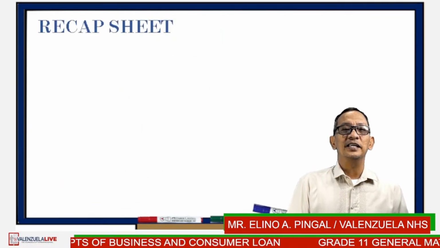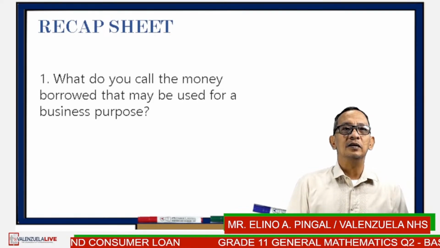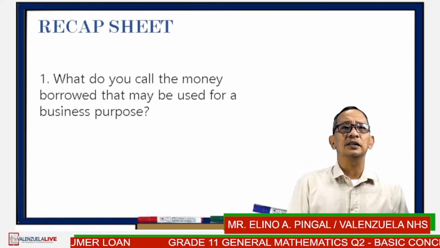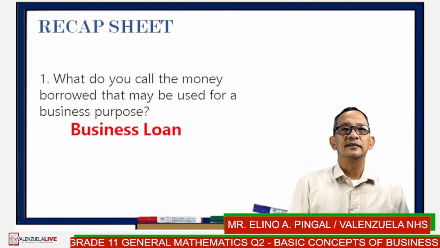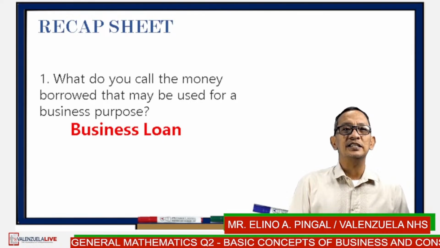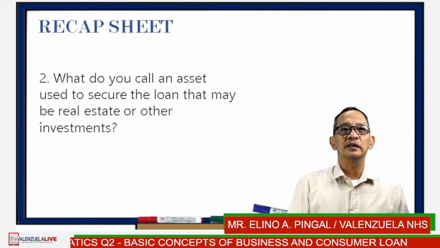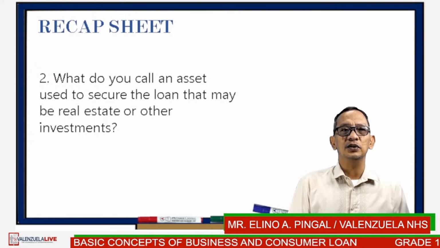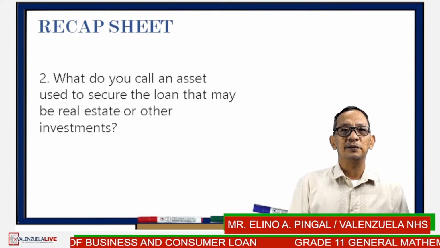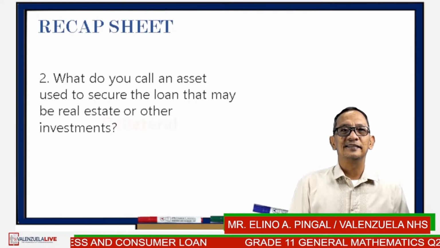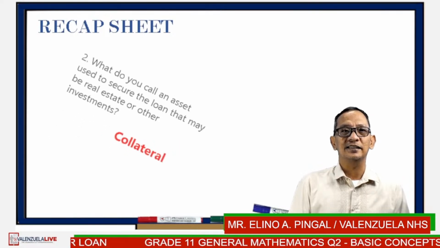And now let's have the recap of the lesson. Number 1, what do you call the money borrowed that may be used for the business purpose? Correct. It is the business loan. Number 2, what do you call an asset used to secure the loan that may be real estate or other investments? Correct. The correct answer is collateral.